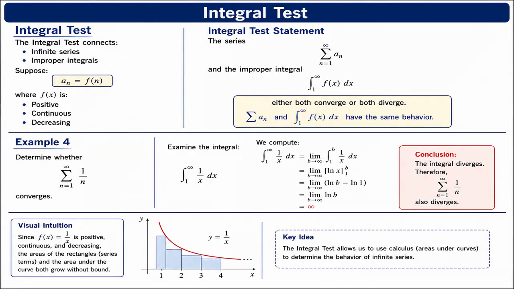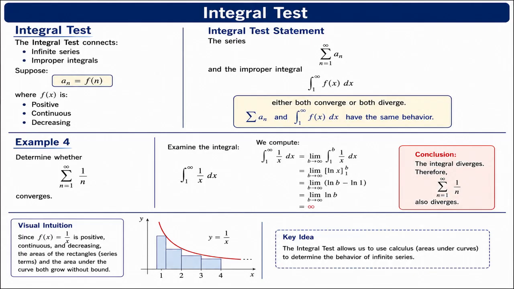The integral test creates a connection between infinite series and improper integrals. Suppose the term of the series comes from a function f of x, and suppose the function is positive, continuous, and decreasing. Then the series and improper integral behave the same way. They either both converge or both diverge.